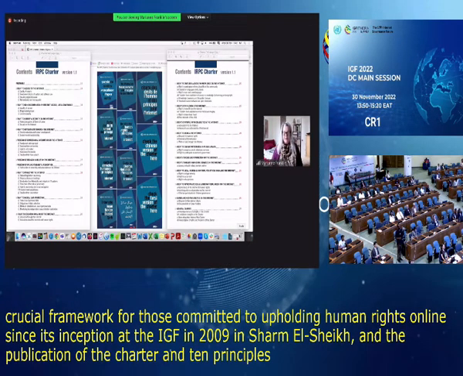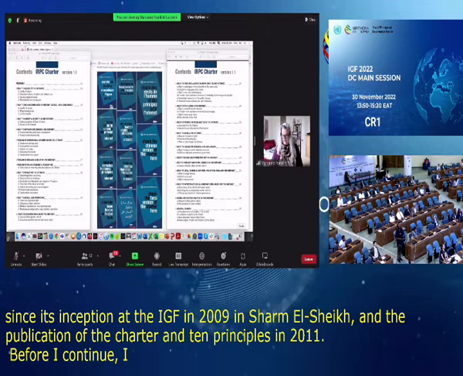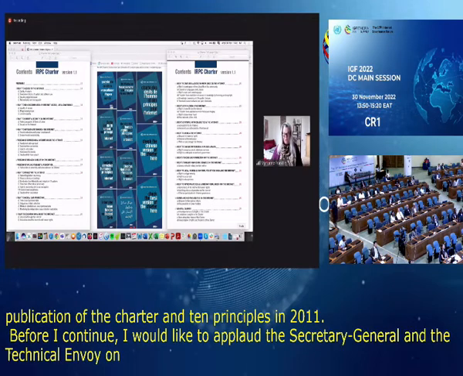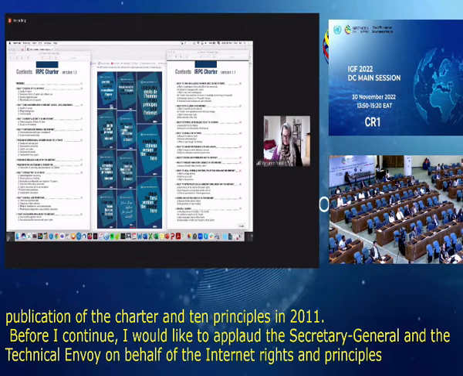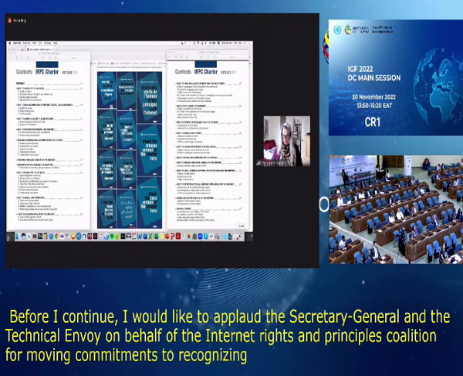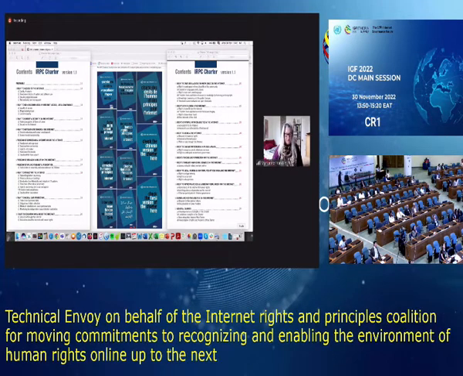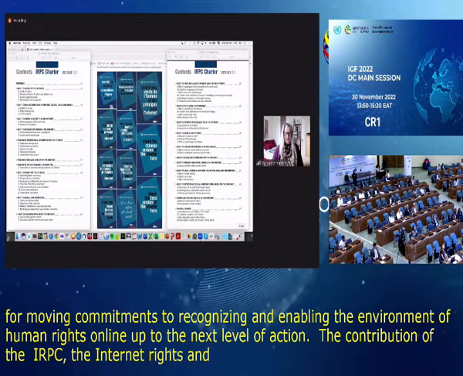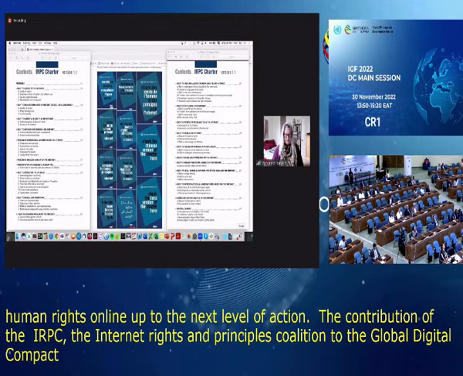Before I continue, I'd like to applaud the Secretary General and their technology envoy on behalf of the Internet Rights and Principles Coalition for moving commitments to recognizing and enabling the enjoyment of human rights online up to the next level of action. The contribution of the IRPC, in other words, the Internet Rights and Principles Coalition, to the Global Digital Compact, IGF Plus, WSIS Plus 20, and all other related projects is as follows. I have three brief points.